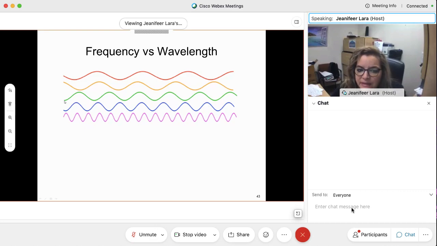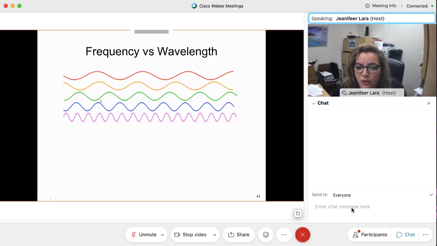Now, a frequency is you're taking an entire wave. So you're going from trough, or you can even start at crest, go down to the valley or trough, back up to the crest. You're taking one entire sine wave. How many times do you have this repetition in a given amount of time?